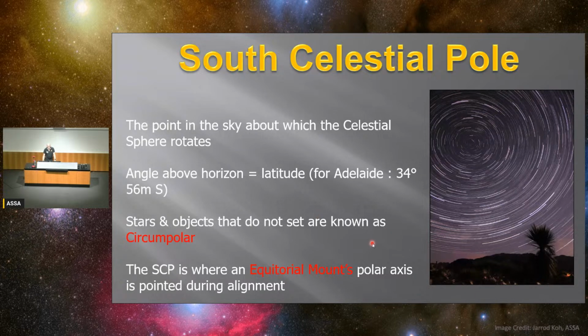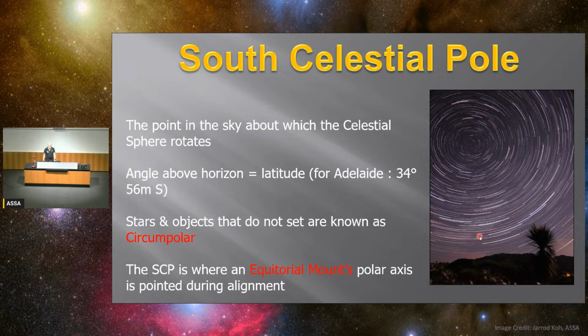Now, stars and objects that do not set. You can see a lot of these stars from our location in Australia or Adelaide. These stars do not set. They're always above the horizon. So they're called circumpolar. For instance, the Southern Cross from our latitude never sets. It gets very close to the horizon, but it never actually sets. So the entire constellation of the Southern Cross, or Crux, is circumpolar.